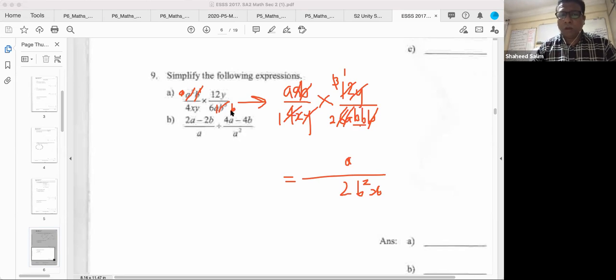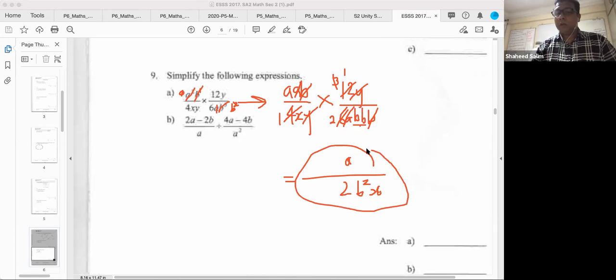B squared. If you're confused, never mind. Don't worry about this. You can do what I've done. What is that? B times B times B. Cancel 1 B, cancel 1 B, B times B. Don't write 2B. This is not 2B. Okay. So that's the first answer here. A over 2B squared X.